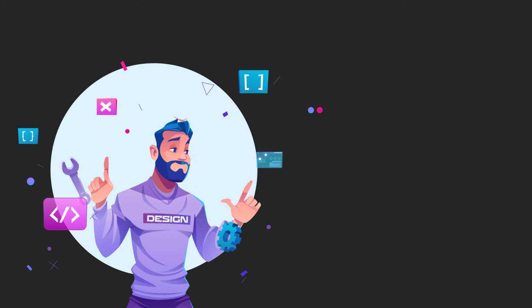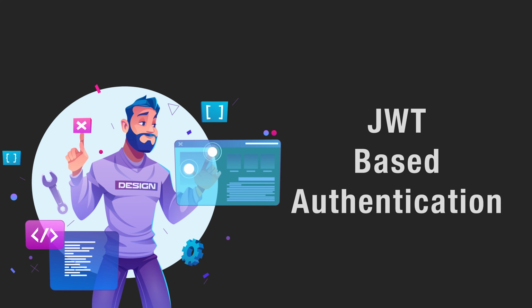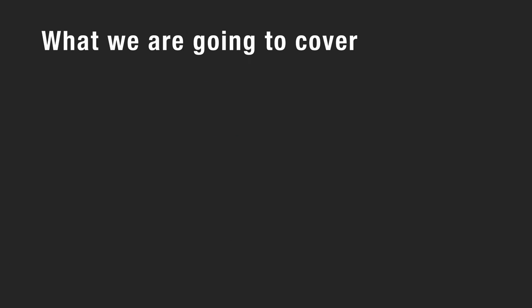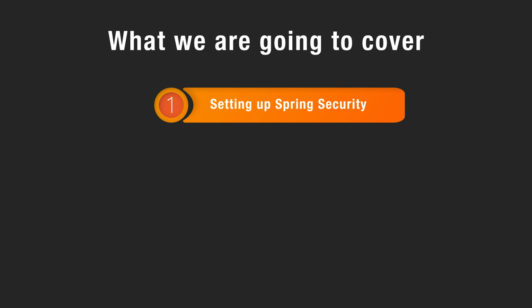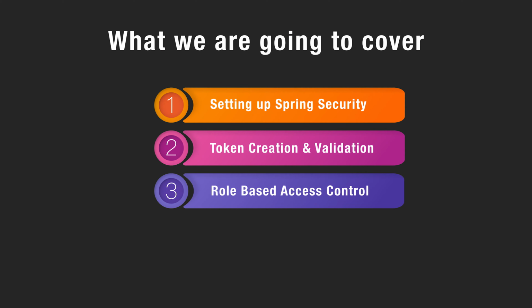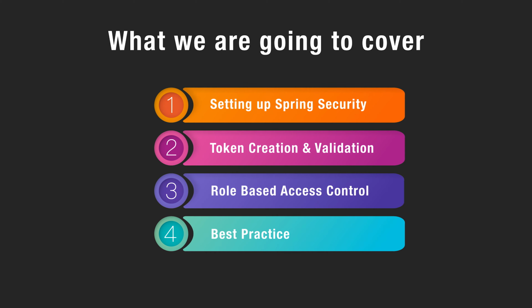Today we are diving into a crucial aspect of modern web applications, JWT based authentication and authorization in a Spring Boot application. Here is what we will cover: setting up Spring Security for JWT integration, creating and validating JWT for secure user authentication, implementing authorization mechanisms based on user roles, best practices and potential pitfalls to watch out for.